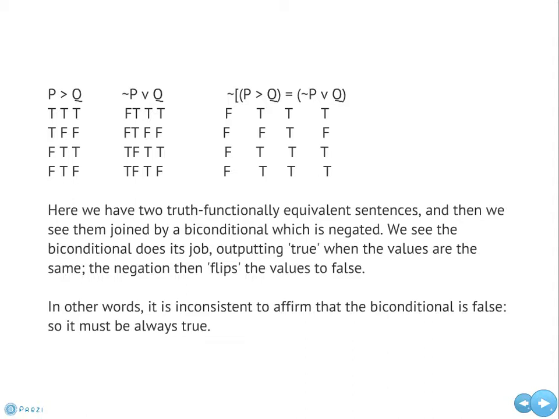So it's inconsistent to affirm that the biconditional is false. So the biconditional must always be true. So it's a truth functional truth to put together two equivalent sentences with a biconditional. That's exactly what we were verifying. So that's how we check for equivalence using consistency.